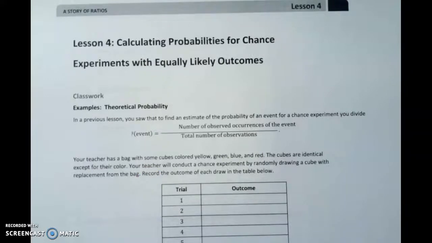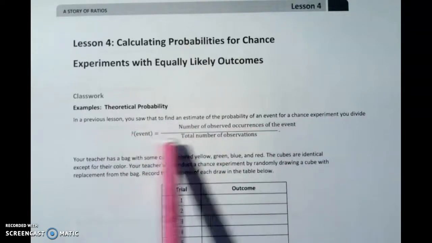Hello, we're going to start out right now with the next lesson, and that is lesson 4. We're going to be calculating probabilities for chance experiments with equally likely outcomes. So, we're going to start with a little experiment.